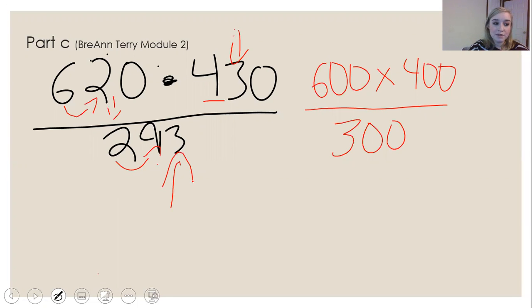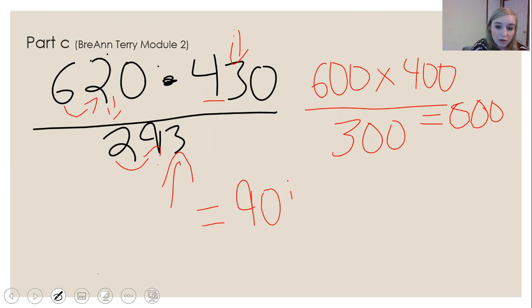And when we do this, we're going to get 800. And then if we were to do the original problem without rounding anything, we would get 909.9. And again, another big difference.